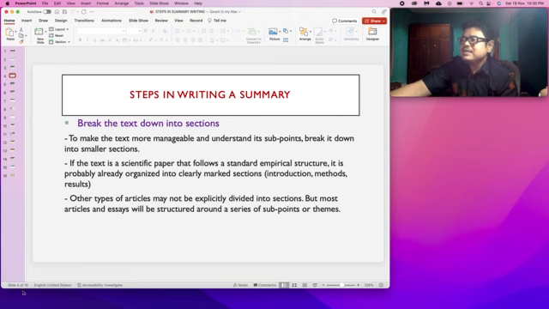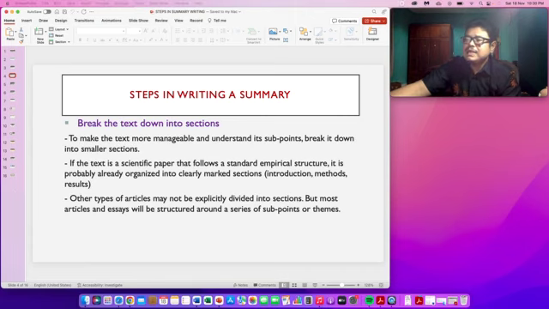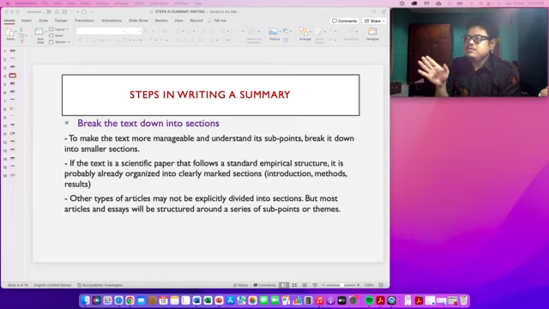Next, break the text down into sections. This would make it easier for you, because you tackle it section by section, and you will not be overwhelmed by perhaps the difficulty of the text. Also make sure that you familiarize yourself with the structure of a scientific paper or a journal article. Usually a journal article or an academic paper would have certain sections. They would have introductions, literature review, methodology, and results.